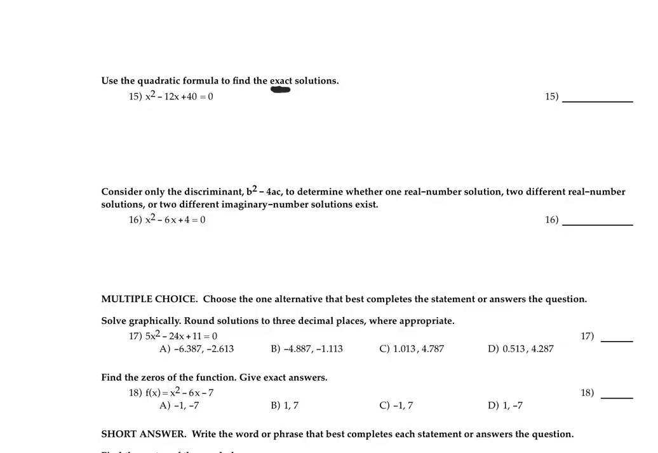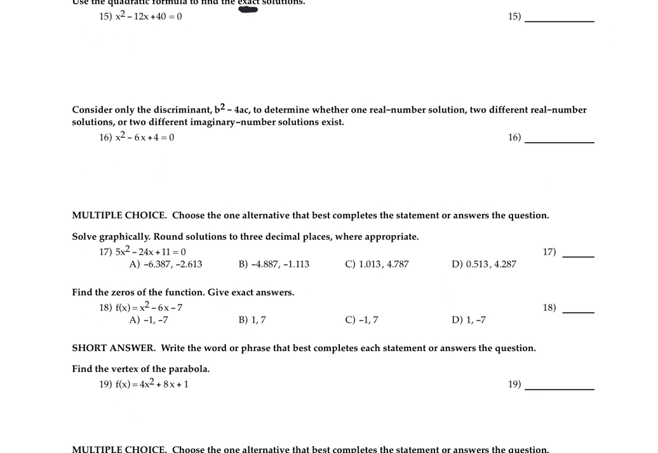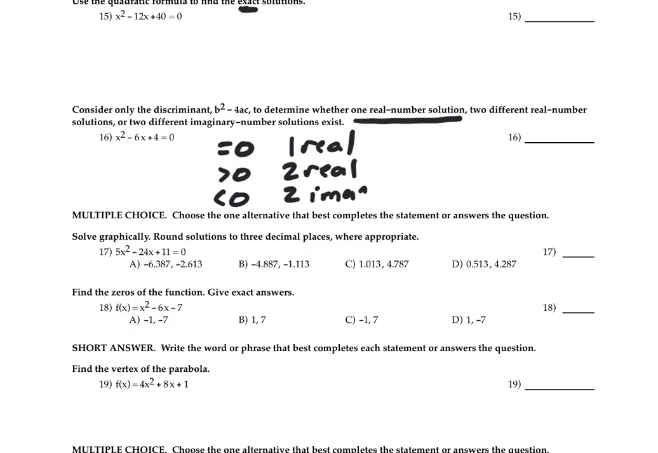Okay, on 16, you are not solving it. You're telling me how many solutions and what type. Okay, and you have 3 options here. If it's equal to 0, we have 1 real solution. If it's greater than 0, we have 2 real solutions. If it's less than 0, we have 2 imaginary solutions. So all you have to do is tell me the value of the discriminant.